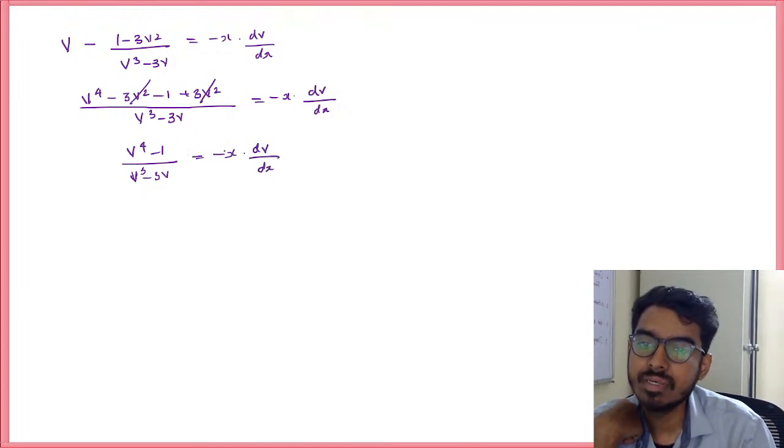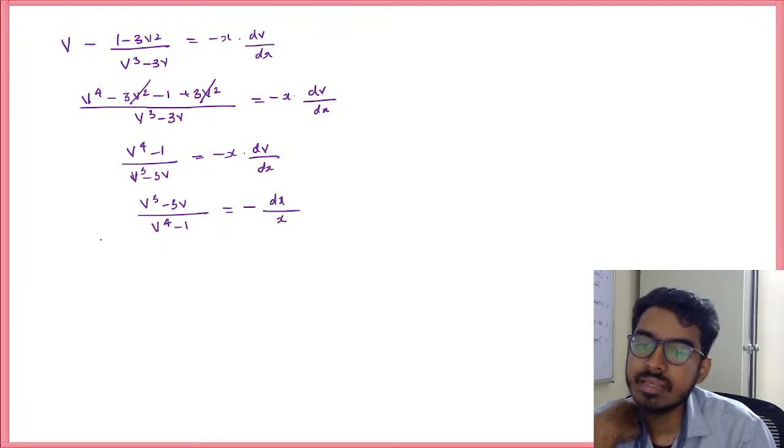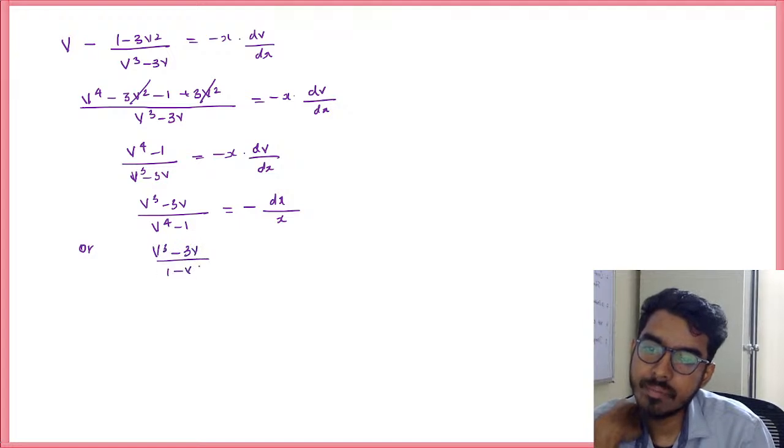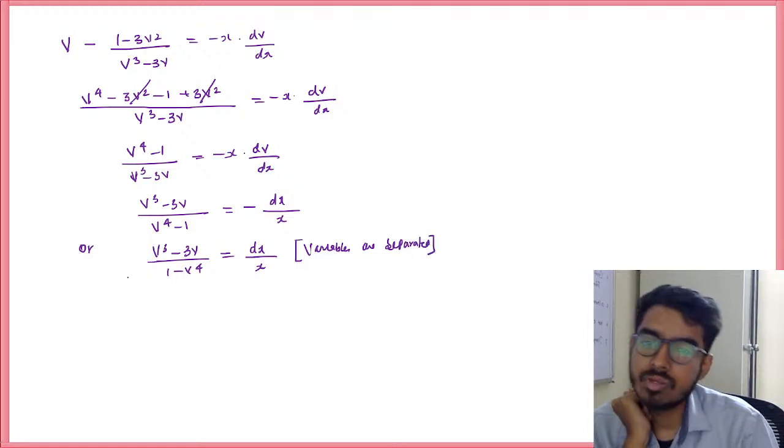Now I'll separate dv's. So dv, v cube minus 3v divided by v power 4 minus 1 is equal to minus dx by x. If I take this minus outside, I can cancel this minus and this. You will have v cube minus 3v divided by 1 minus v power 4, right? It's equal to dx by x. So variables are separated. So we'll integrate this, right?